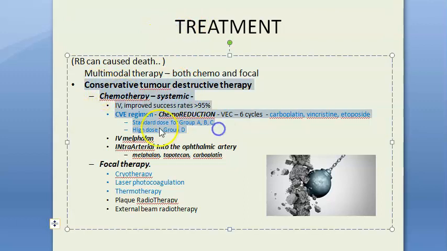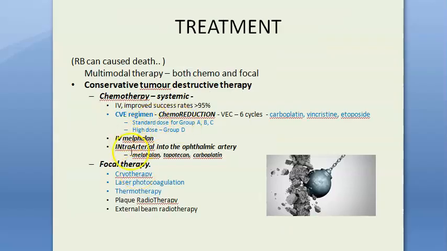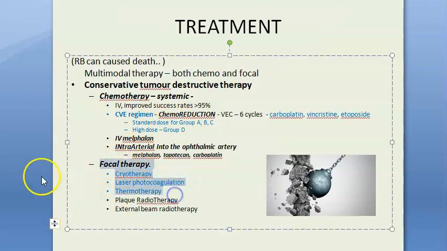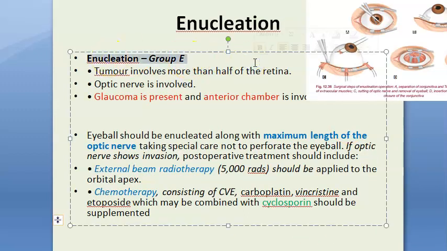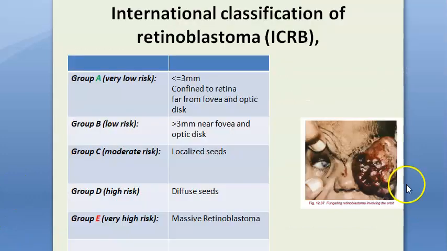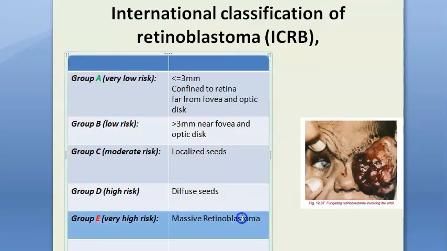Treatment, how do you do? Remember the CVC regimen, chemoreduction using carboplatin, vincristine, etoposide. And remember focal therapy: you will break down the tumor using cryotherapy, laser photocoagulation, thermotherapy. Then enucleation. For group E, that is very severe, you will do enucleation. Wait, let's check that. See, very high risk, very high risk. That group E, they will do enucleation.